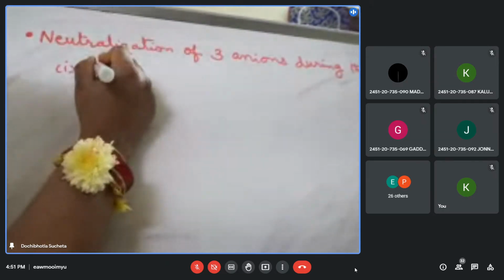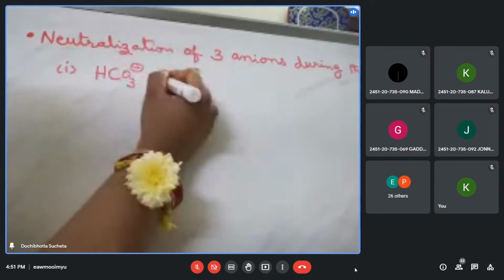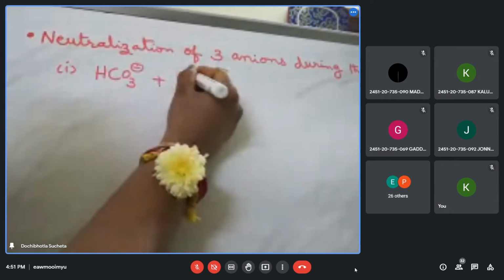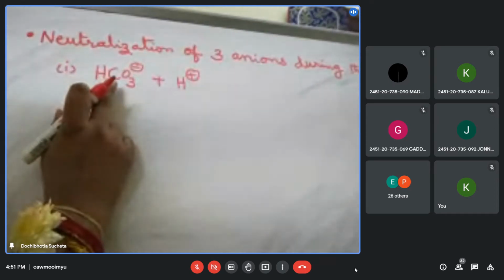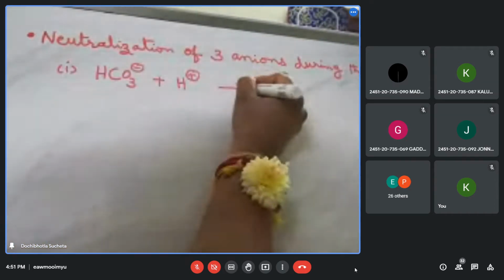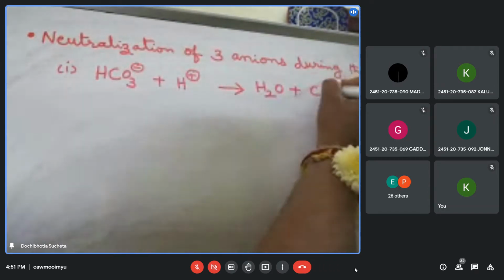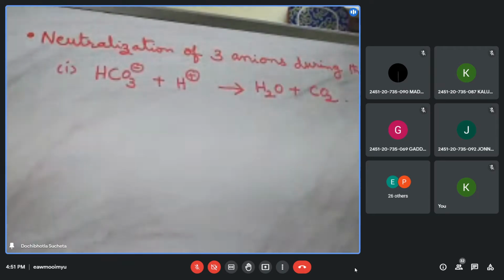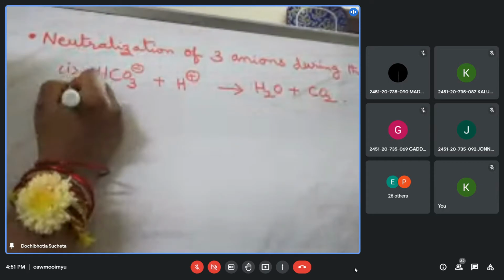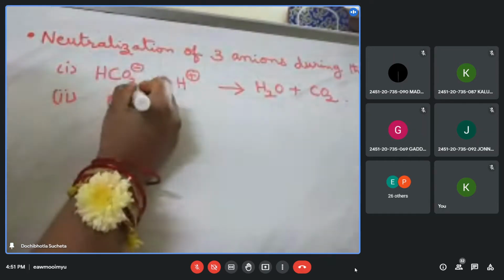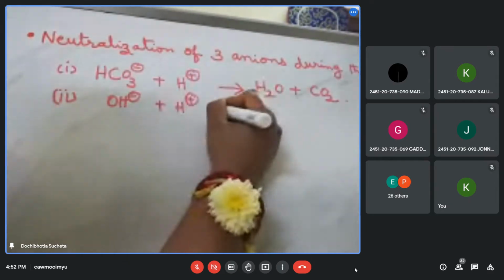What is the first one? The test solution, if it has this anion, reacts with 1 H plus ion, which is from acid, to form what? H2O plus carbon dioxide. That is the neutralization reaction of carbonate ion. The second anion that neutralizes is OH minus. It reacts with the H plus ion to form H2O.